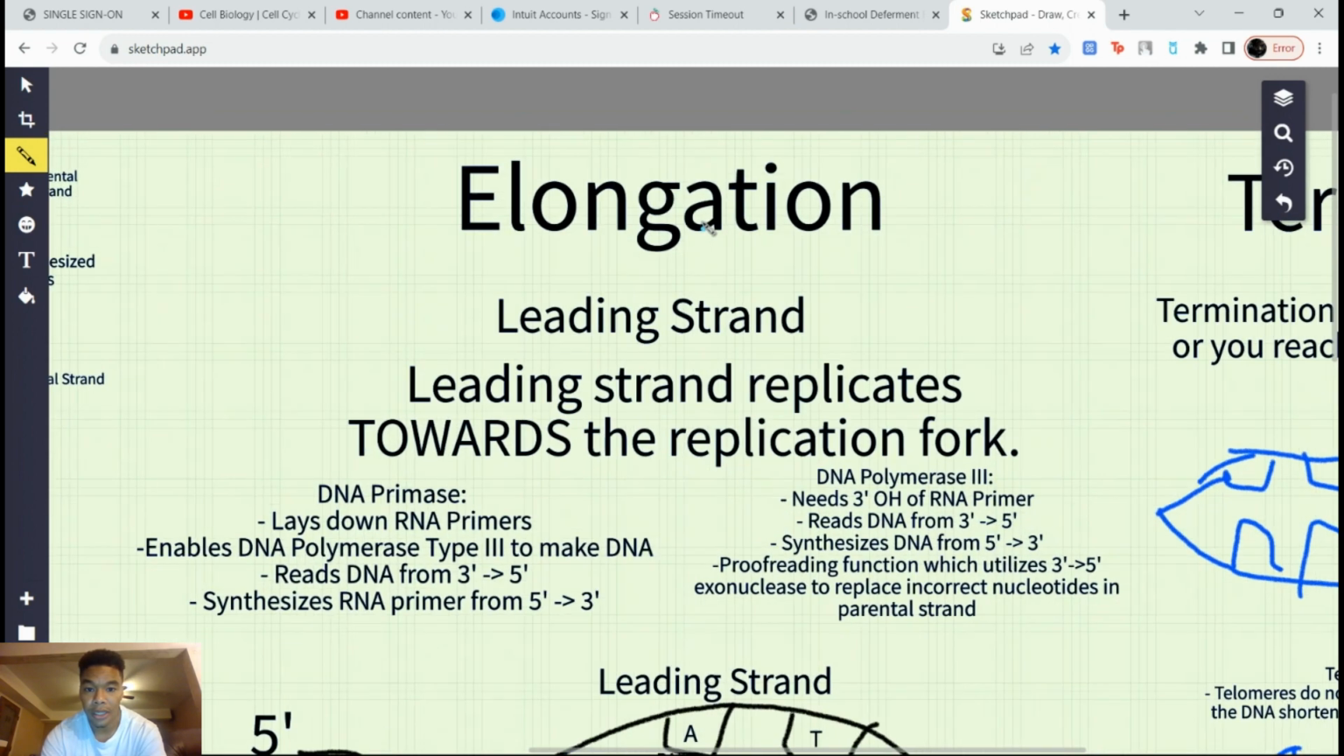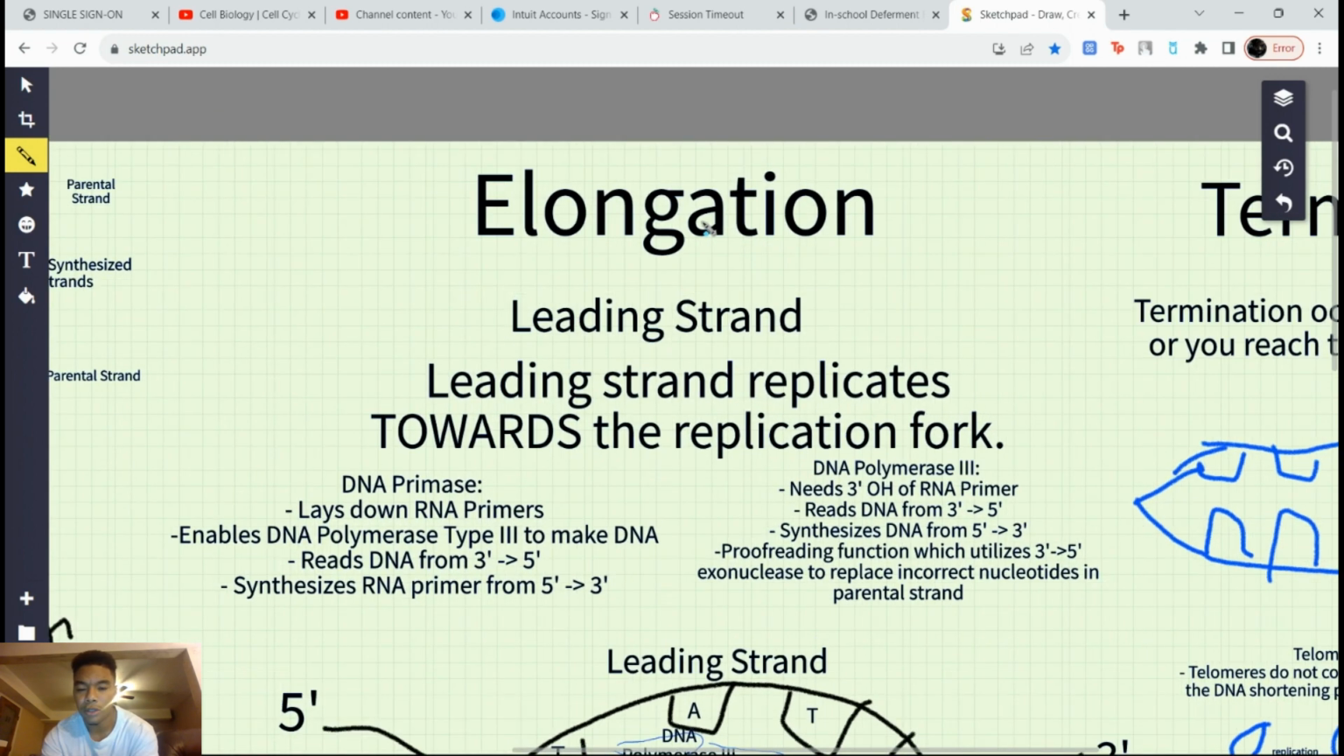This is elongation. Earlier I mentioned there was a leading strand. So there's parental strands, the original DNA. There's a leading strand and a lagging strand. The leading and the lagging strand are both the newly synthesized DNA. The parental strand is, of course, the OG, the original.